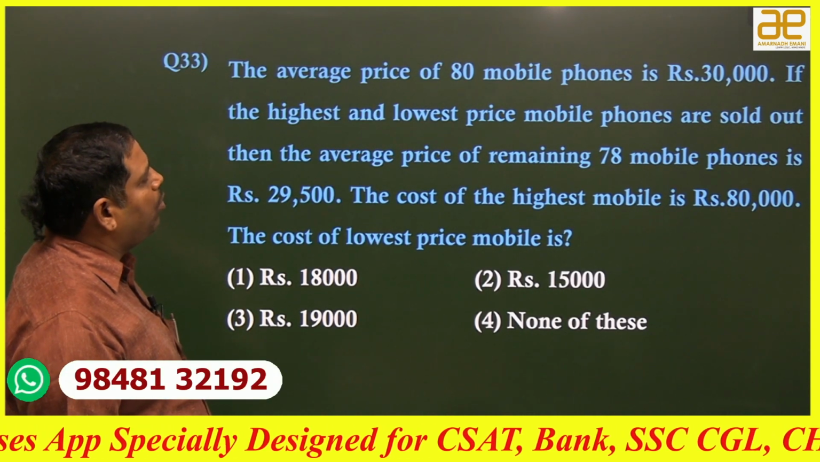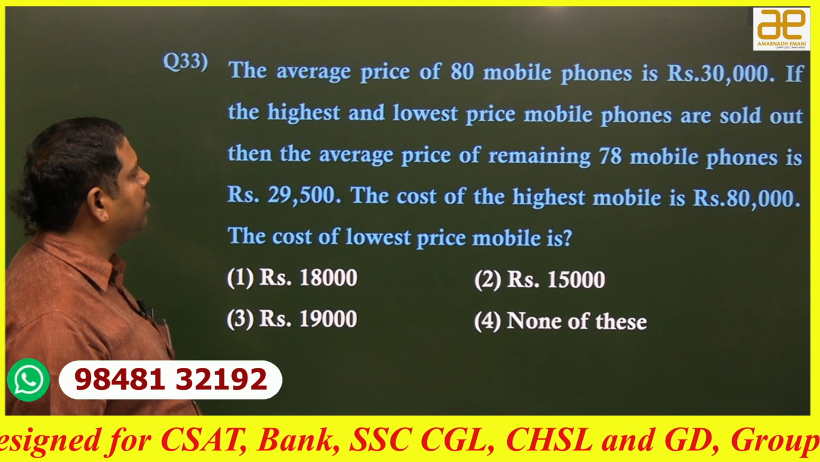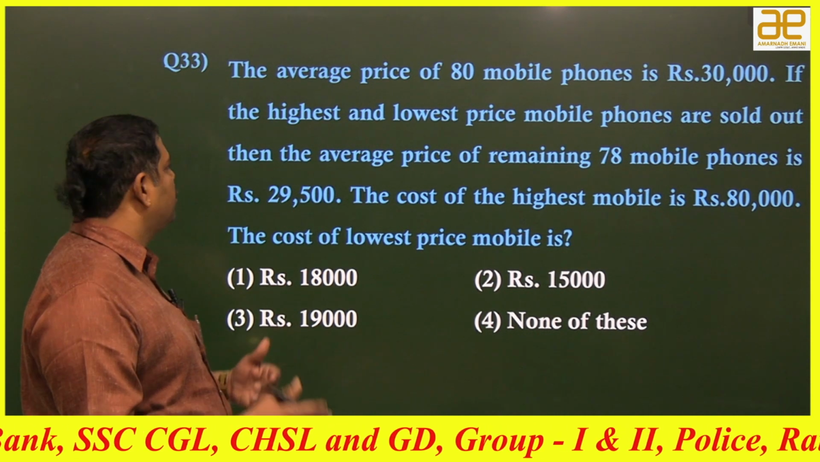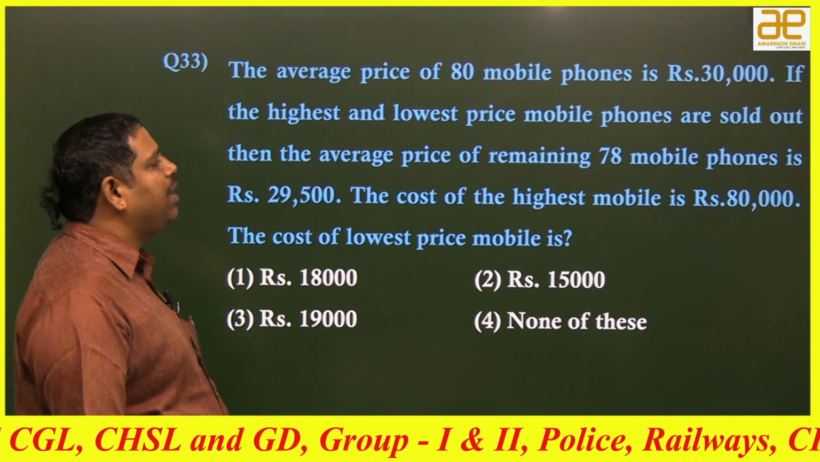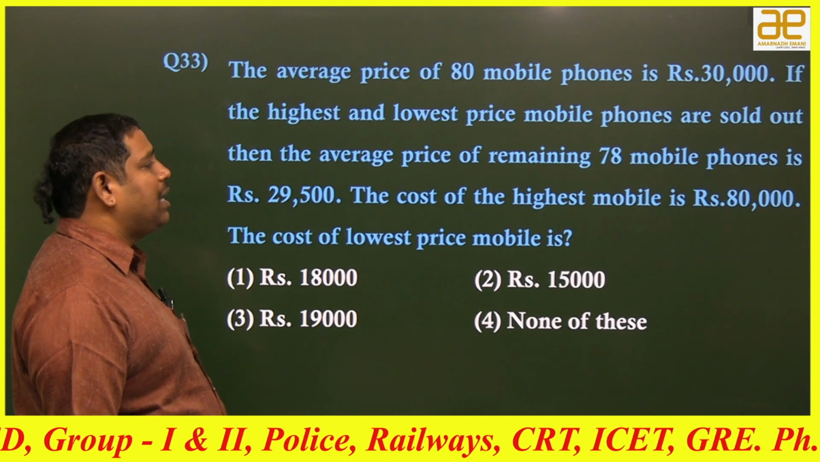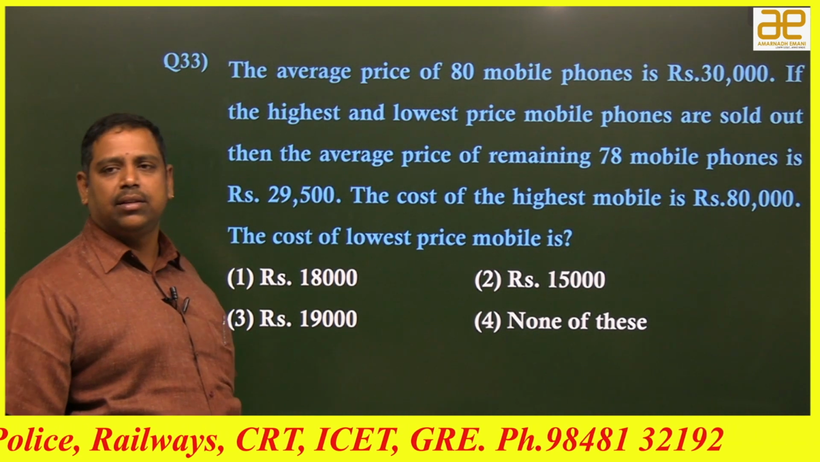The average price of 80 mobile phones is 30,000. If the highest and lowest price mobile phones are sold out, then the average price of the remaining 78 mobile phones is 29,500. The cost of the highest mobile is 80,000. The cost of the lowest price mobile is?